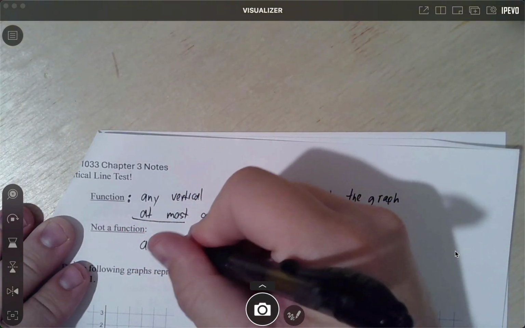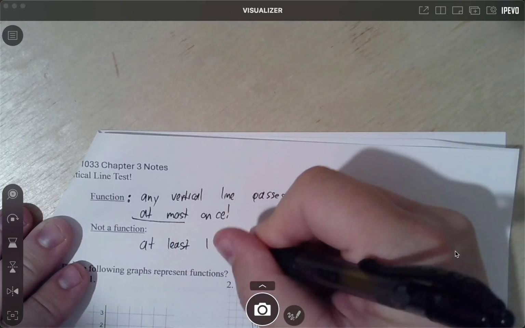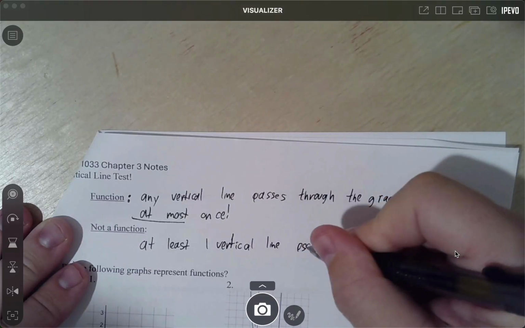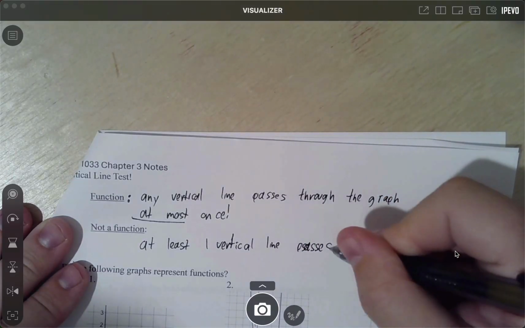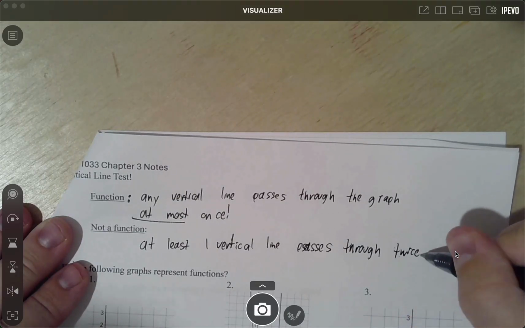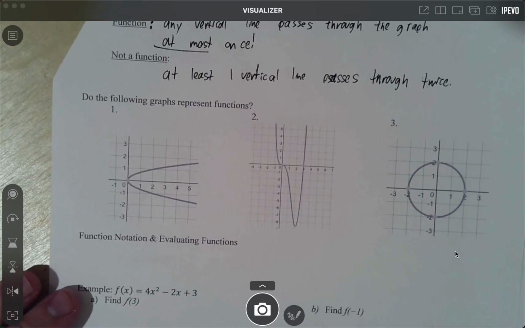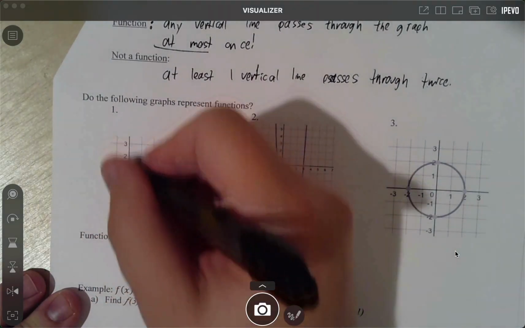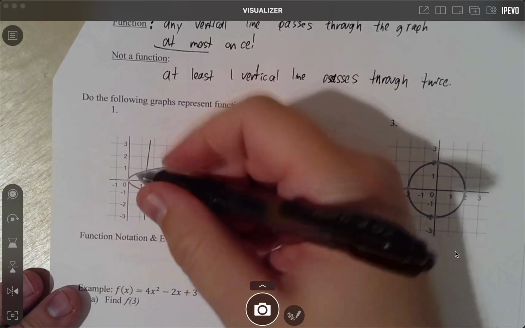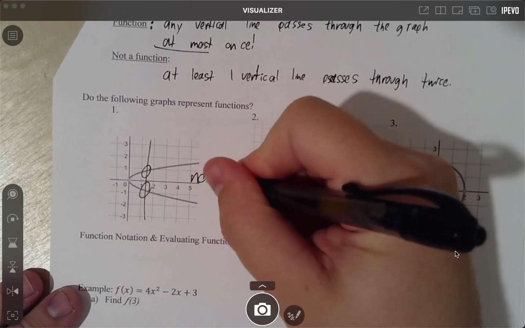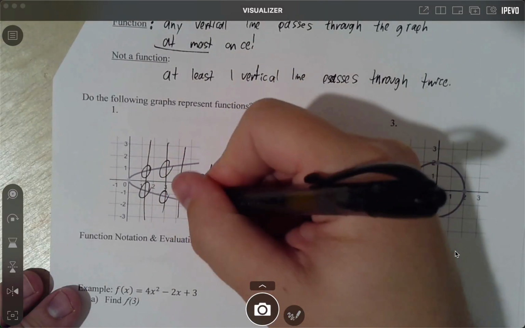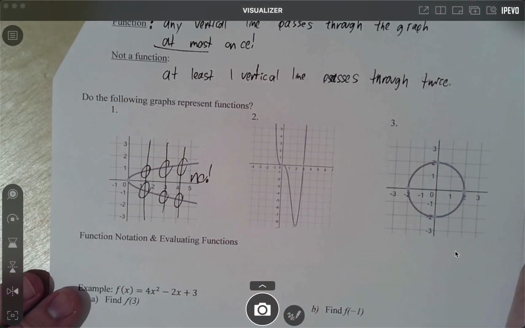We'll say at least one vertical line passes through twice, and it's not a function. All right, let's look at these examples. If I'm drawing a vertical line over here, well, it touches nowhere. That's not a problem. If it touches here, it touches once, but if it touches here, it touches twice. Again, that's just an example. We could put a line here. We could put a line here. There's all these vertical lines that pass through more than once.